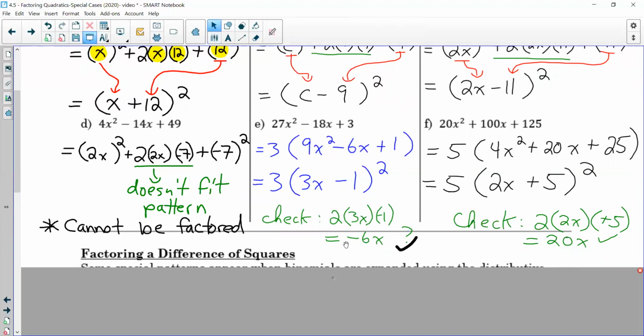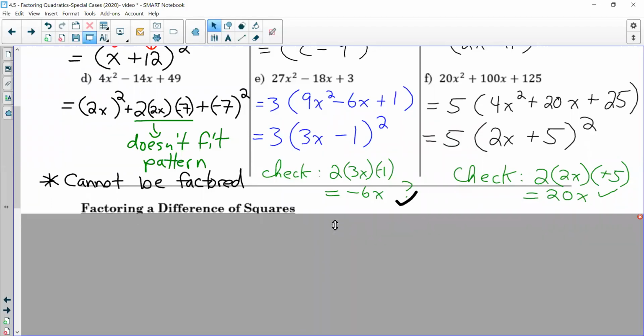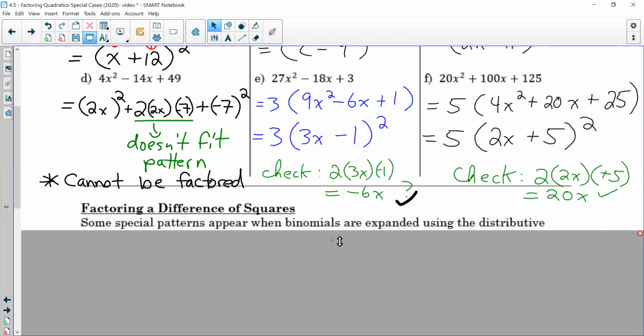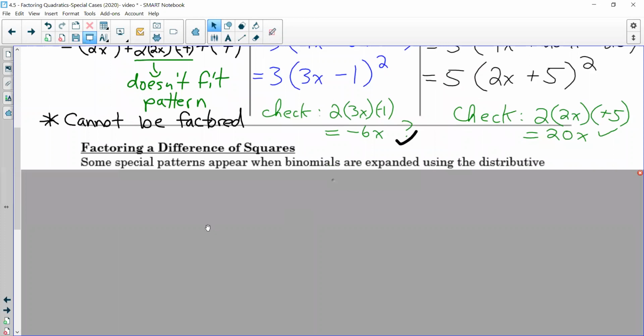All right, so that takes care of a perfect square trinomial. Now, there are more patterns, which you're probably thinking, boy, oh boy, this is getting really complicated, which it is. Unfortunately, factoring is a very complex process, but very crucial to getting through higher level math courses.